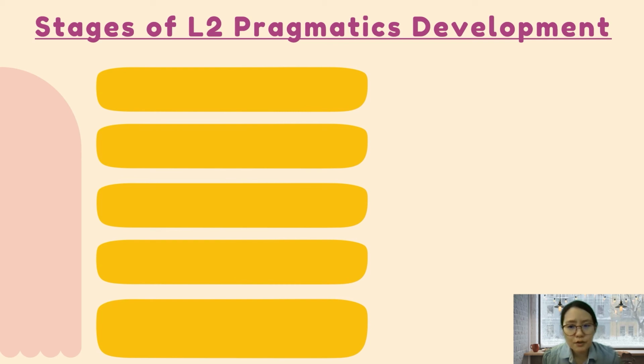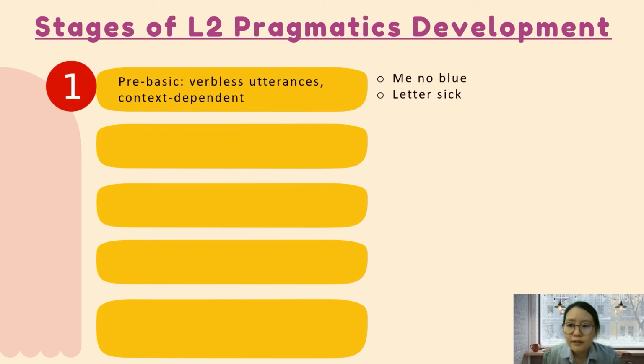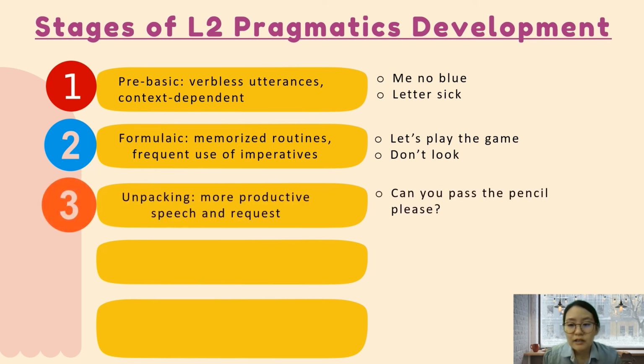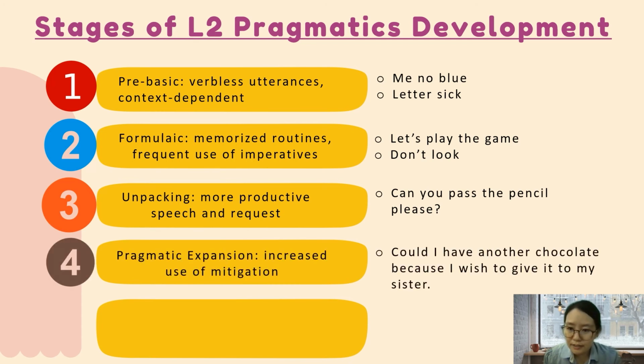Okay. The first stage of L2 pragmatics development is pre-basic. Learners produce wordless utterances and rely on contextual information. Very short one or two words like me no blue, letter sick. Second stage is formulaic. So learners memorize routines and produce imperative forms such as let's play the game, don't look. Stage 3 would be unpacking, and indirect requests are preferred like can you pass the pencil please?